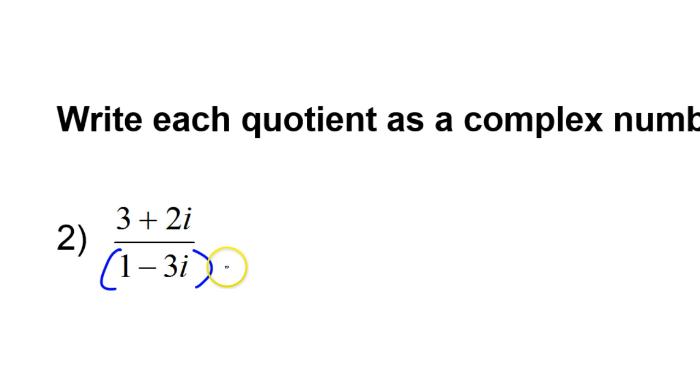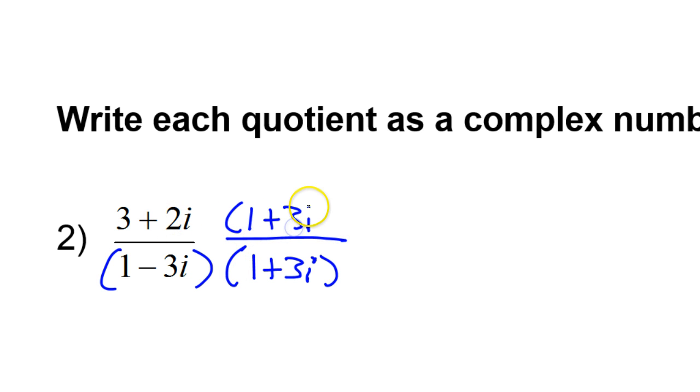So of course the conjugate here is going to be 1 plus 3i. Now we're going to have to multiply by the same thing in the numerator so we can avoid changing anything. Anything divided by itself is 1, so we're really multiplying by 1, so it's okay.